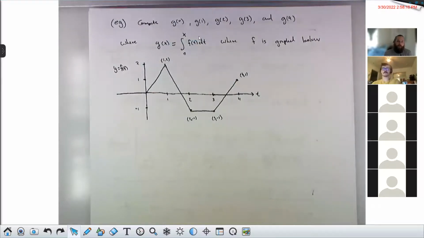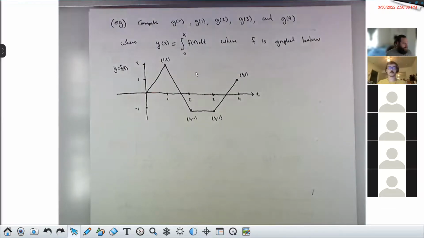A lot of people get confused or frustrated by FTC1 because it's like, well, the function was f of t. What do you mean f of x? Where is the x coming from? And the truth is that the x is coming from up here. So let me show you.